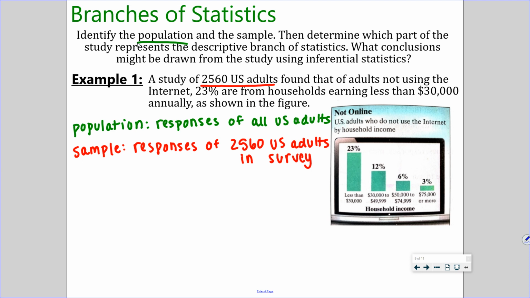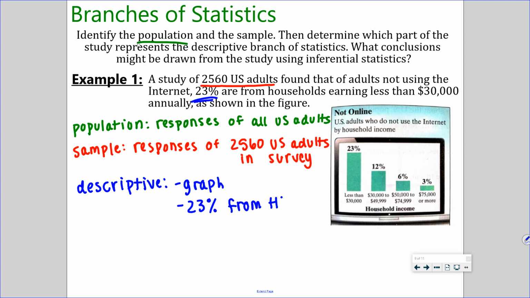So let's move on. Which part of this study represents the descriptive branch of statistics? There's a couple here I can think of. The one I mentioned was the graph. That'd be an example of descriptive statistics. The other one is this actual numerical data here, that 23% are from households earning less than $30,000 annually. That's all descriptive statistics. That's the data we found. I'm not making any conclusions yet. I'm just presenting the data.